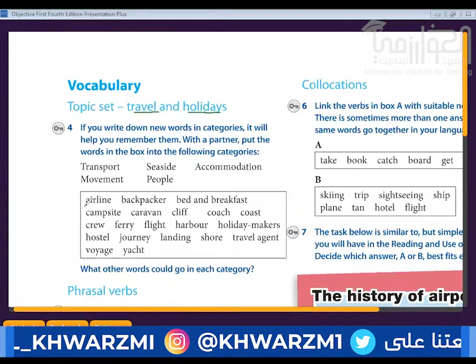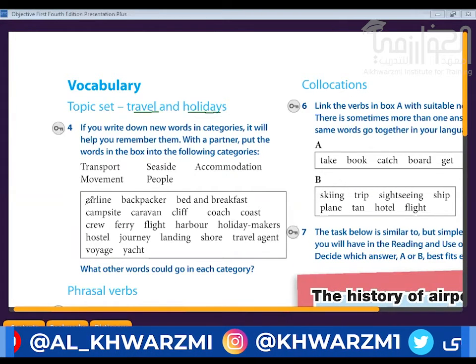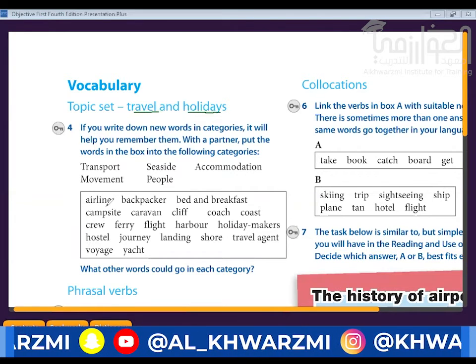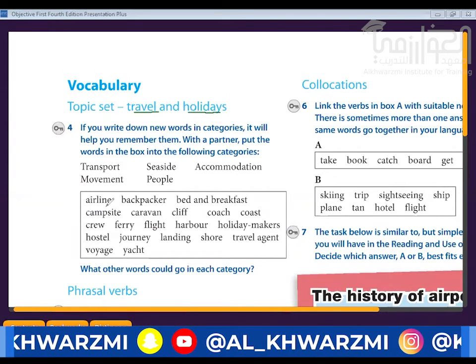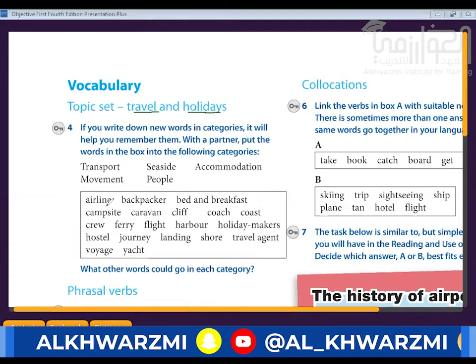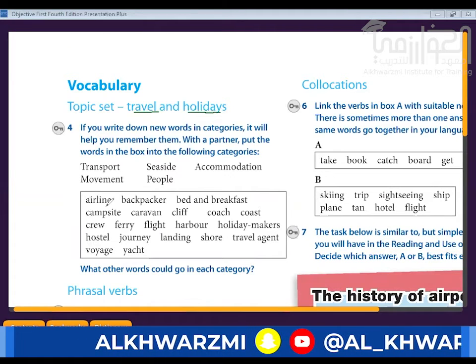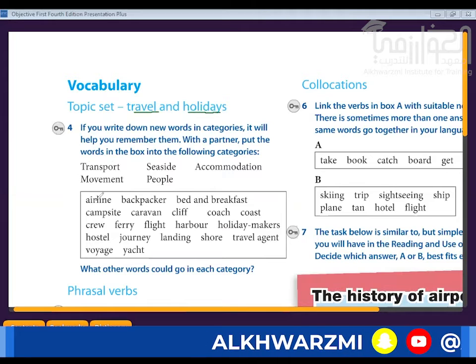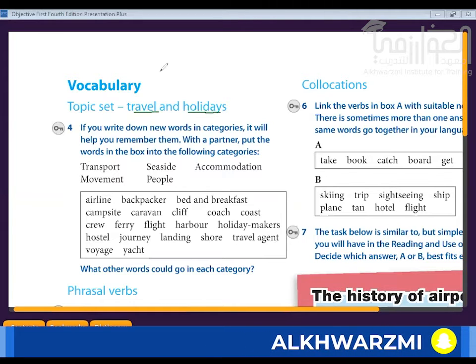So we take the first word, airline. Now, where should we group airline? We can see that airline will be in transport. So let's look at other words that would belong to transport. Let's search for the rest.